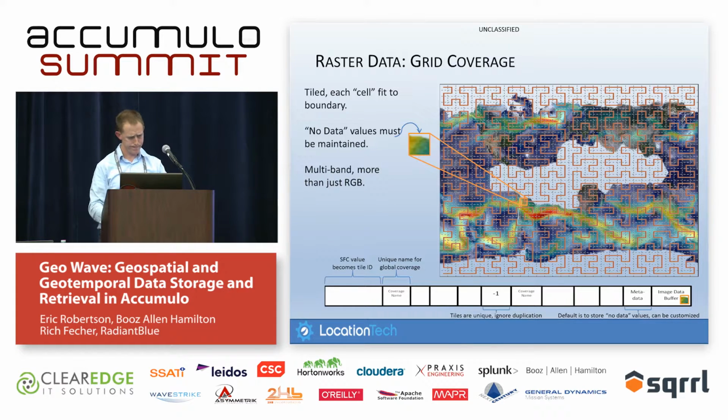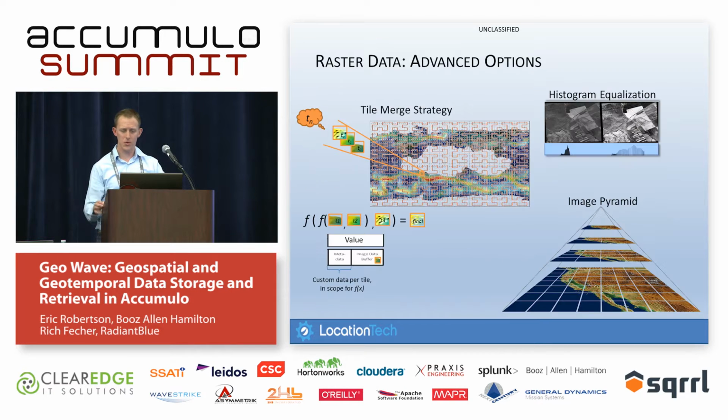Here are some of the advanced options we have with raster data, and all of these are optional, with defaults for everything. There's the merge strategy, and it's anything you can define. You define what kind of metadata you want to store with each tile, and then how you merge them together. I listened to a Cover talk about the aggregation framework, and we use that same aggregation concept throughout our framework.